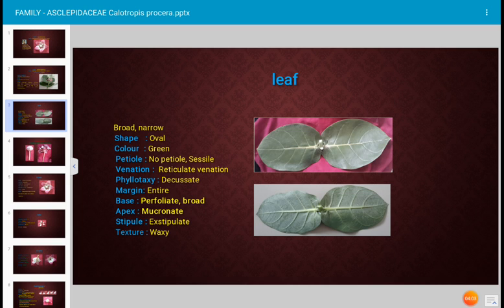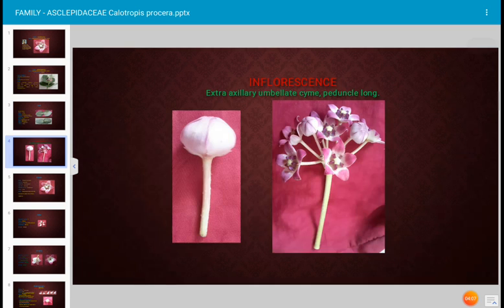And the texture of the leaf is waxy. A wax-like substance is deposited on the leaves, which is a product of metabolism of the plant, and that waxy substance protects the leaf from raindrops or adverse environment.